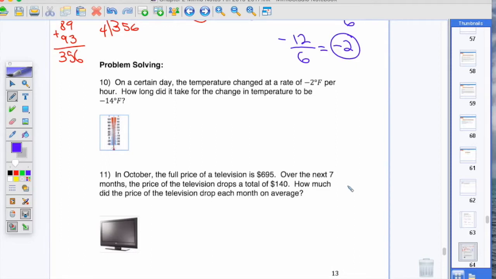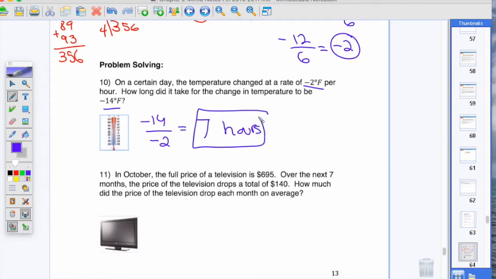Problem solving using division. So on a certain day, the temperature changes at a rate of negative 2 degrees per hour. How long did it take for the change in temperature to be negative 14? So if we take negative 14 and divide that by negative 2, it's going to take us 7 hours.